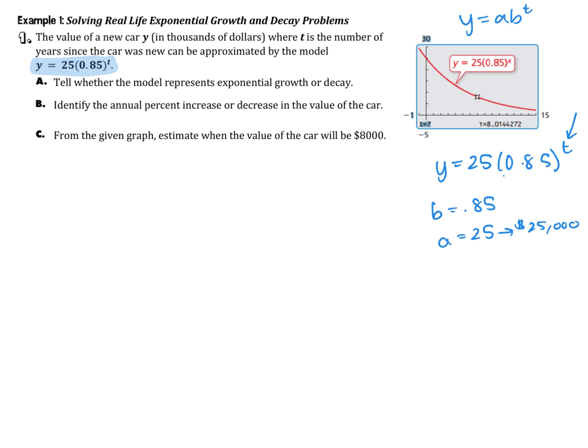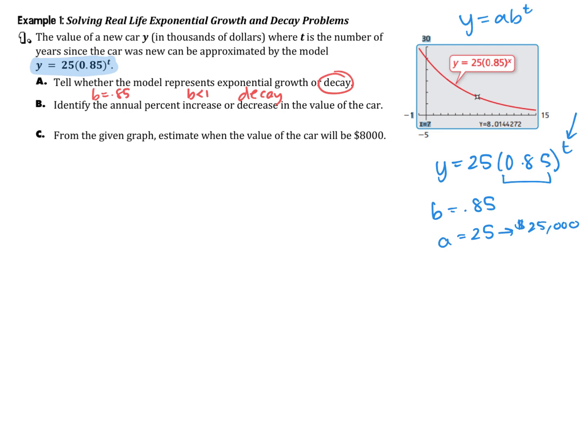So the number inside our b value, so for part A, I'm going to say b is less than 1, since b is equal to 0.85, which means we are talking about exponential decay because b is less than 1. Every value is getting smaller.